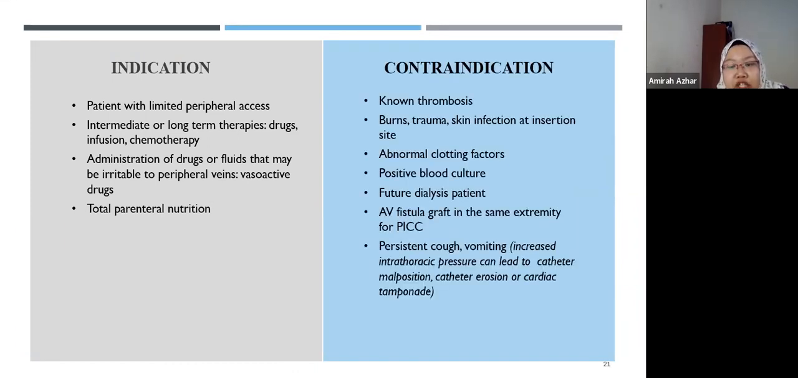For the contraindication, PICC we cannot do for patients who have thrombosis, any infection at the insertion area, clotting factors, positive blood culture, and also patients who have symptoms of persistent cough and also vomiting, because this could increase the intrathoracic pressure, which can lead to catheter malposition.